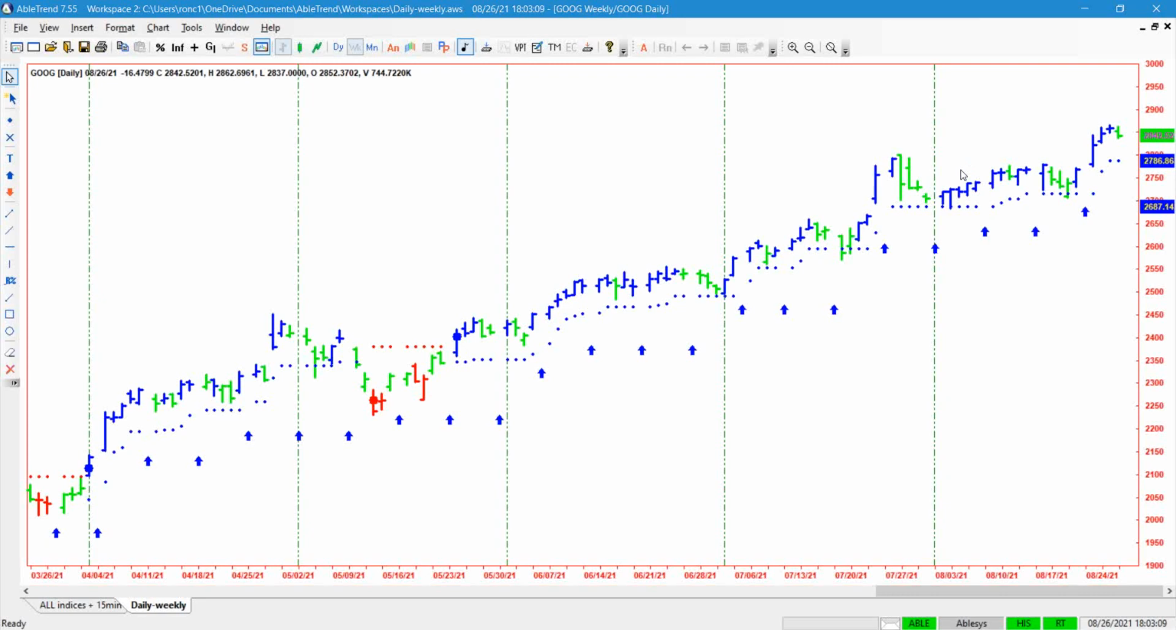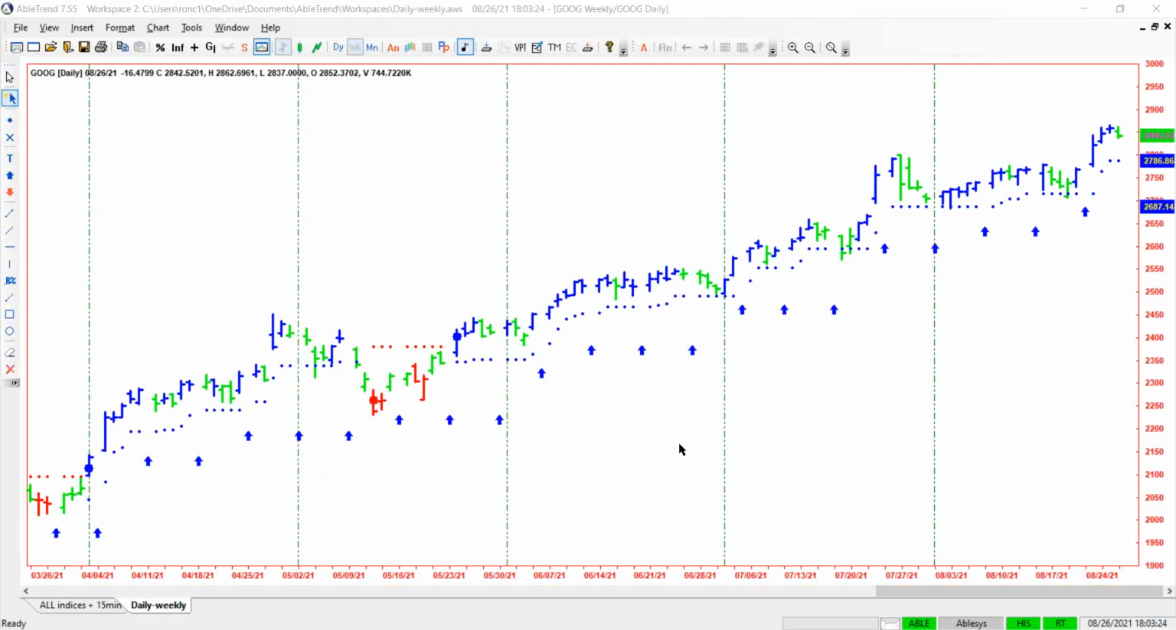So this is a daily, weekly chart of Google. The arrows are the weekly signal. That's why it comes in every 5 days. The price lines here, price bars, are the daily signal. Anything in blue with AbleTrend means it's going to go up. Anything green is sideways and red is down.